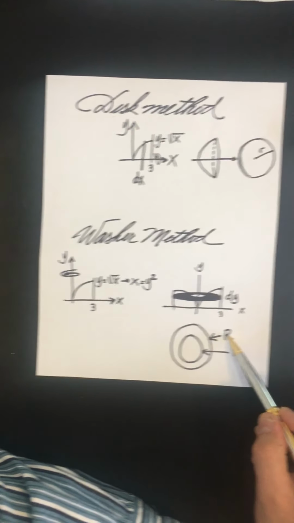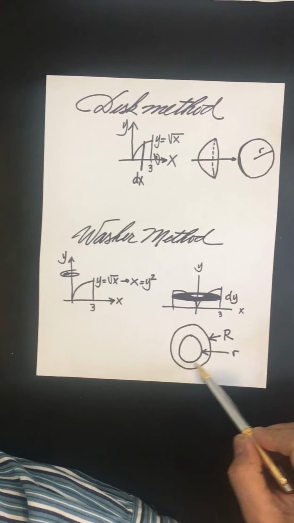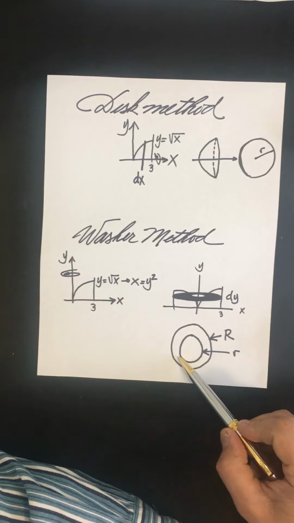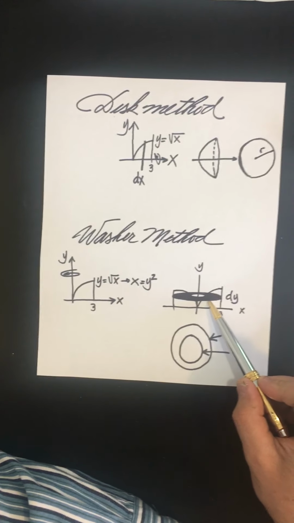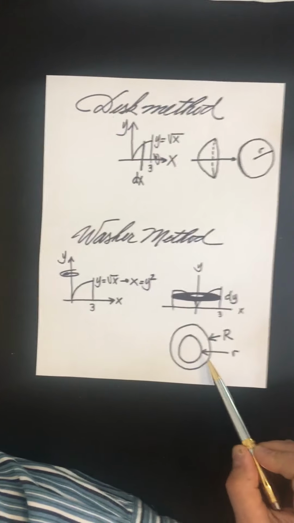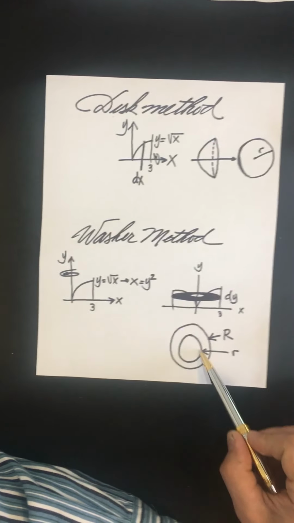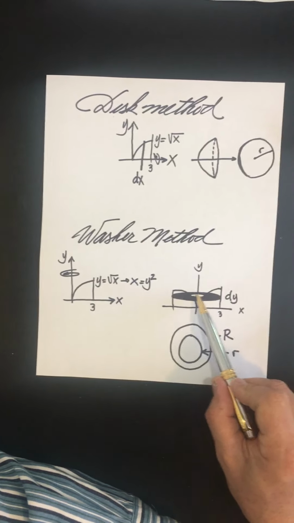What is the big R? Well, the big R is simply the outer line of this washer, which is this part. And the little r is the inner line of this washer, which is that part.